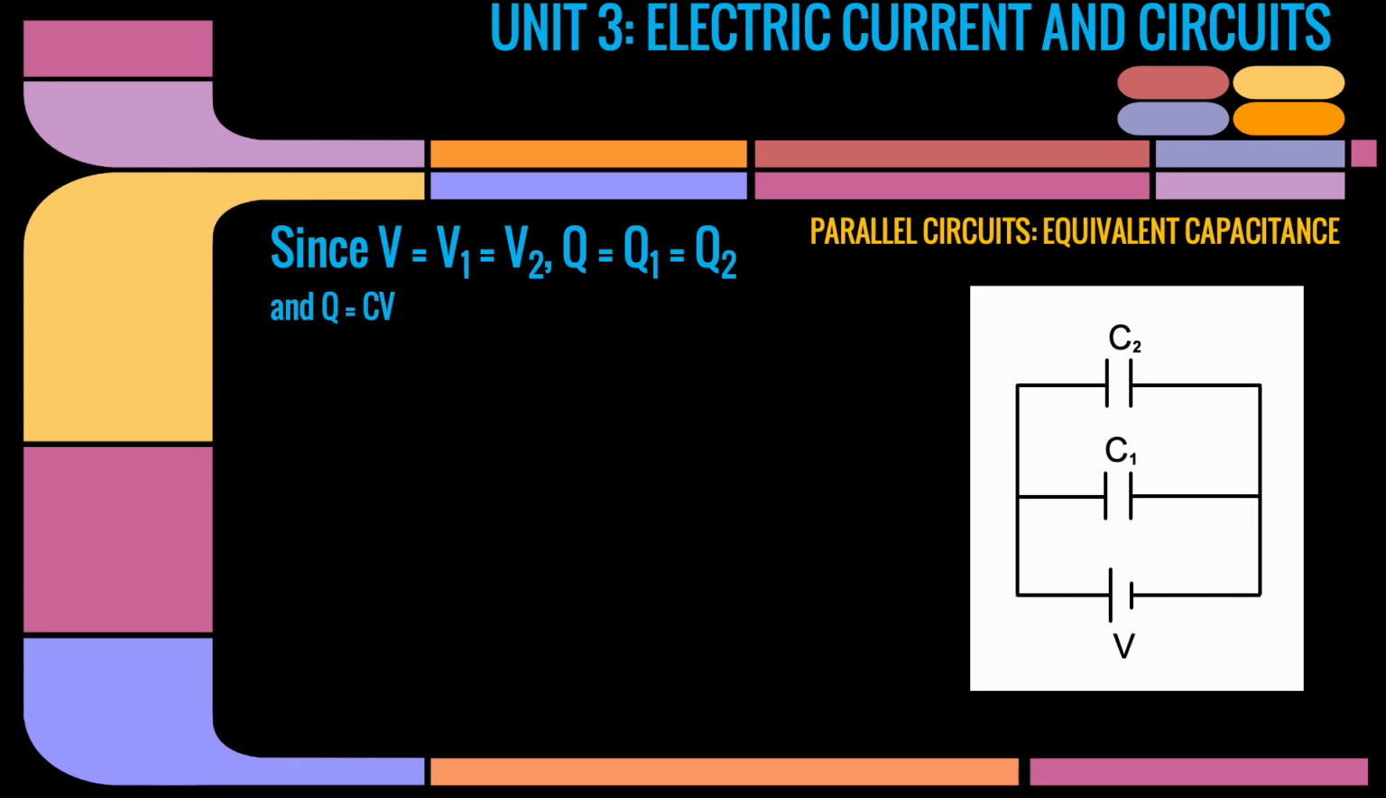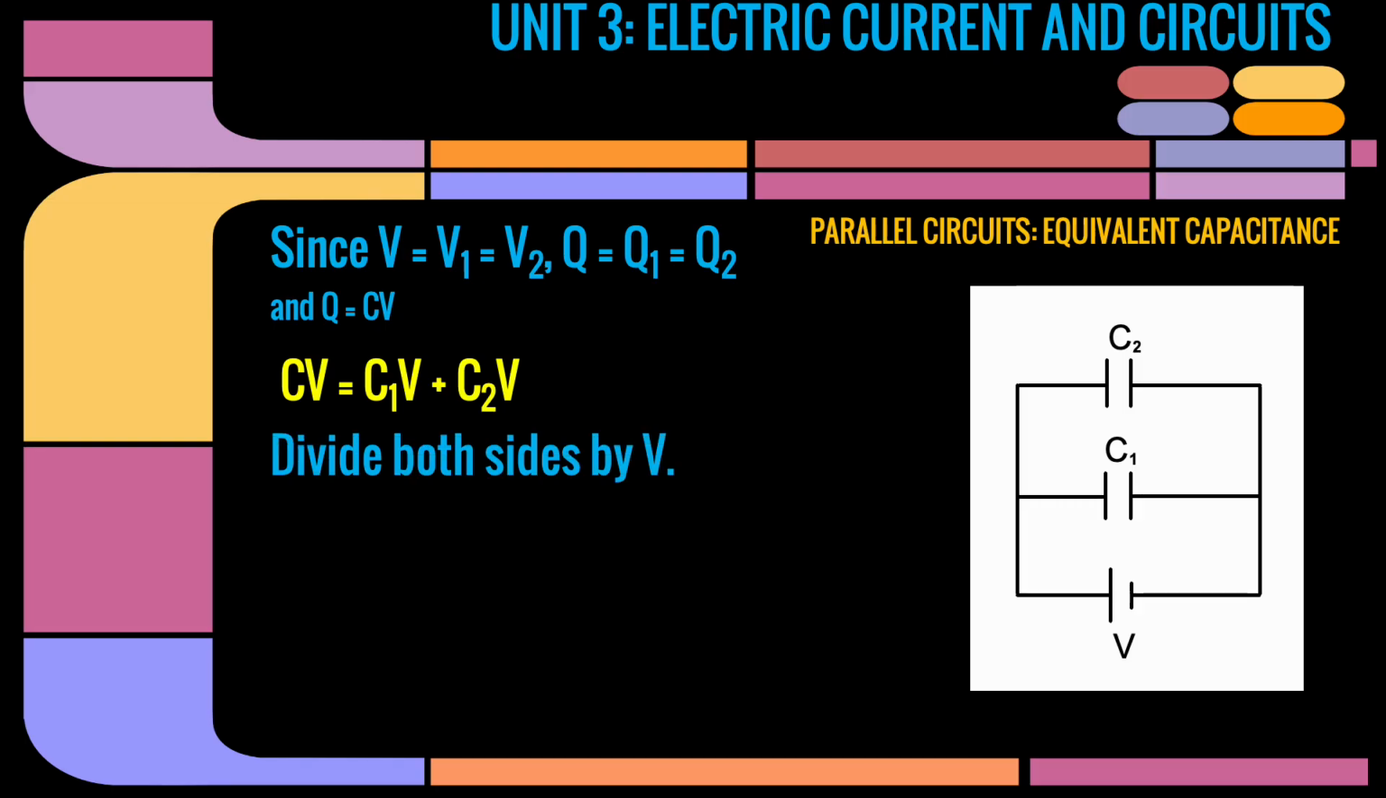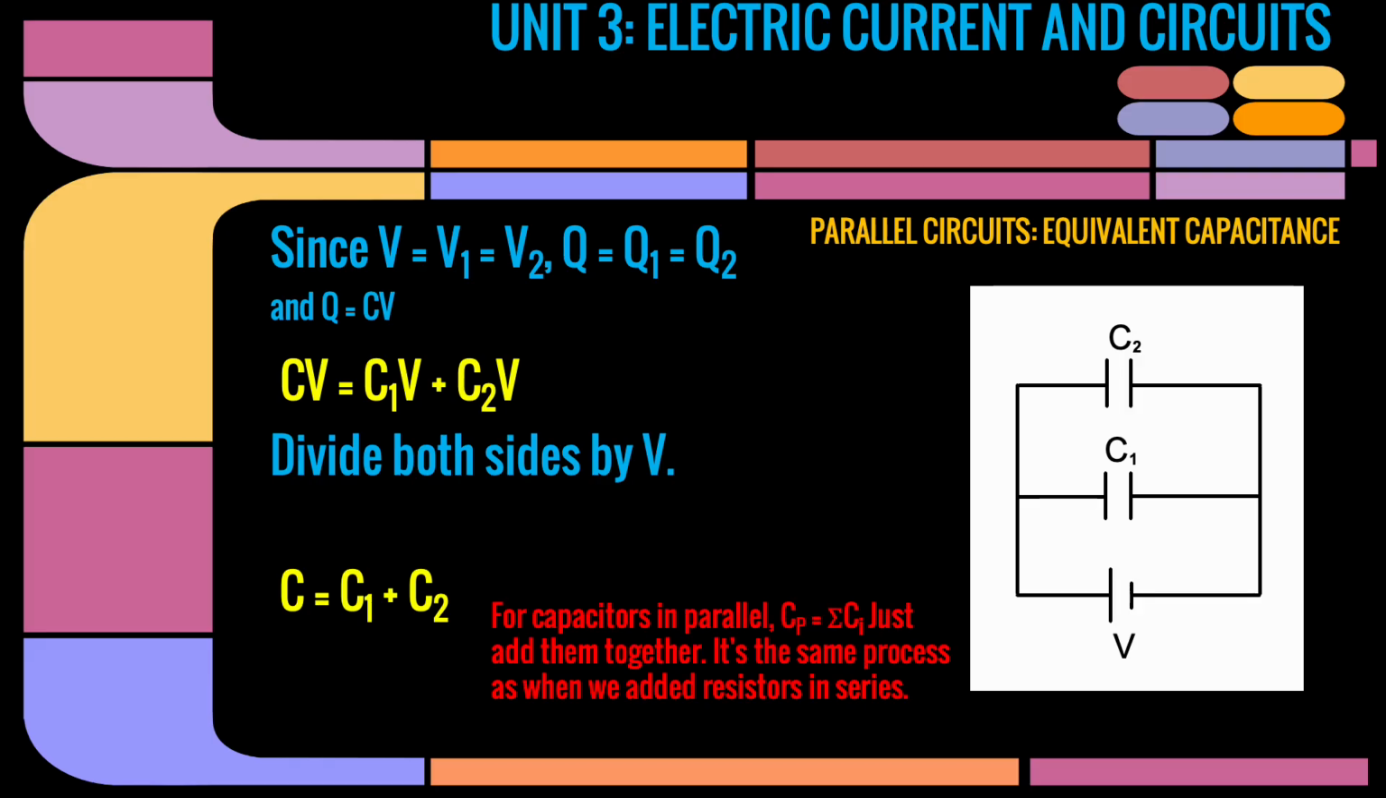Since the voltages are the same, we have C1 times V plus C2 times V. That's the charge. And divide both sides by V, you get the total capacitance is C1 plus C2. So in other words, for capacitors in parallel, you're just going to add them up, the same process we used for resistors in series. So it's the same, just different here. Capacitors in parallel are added together like series resistors.